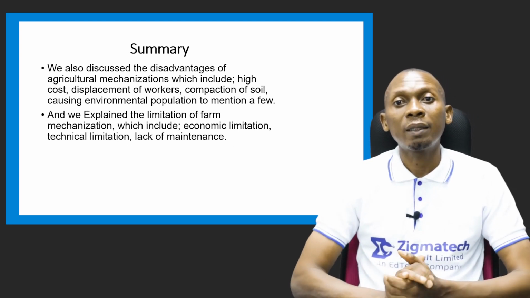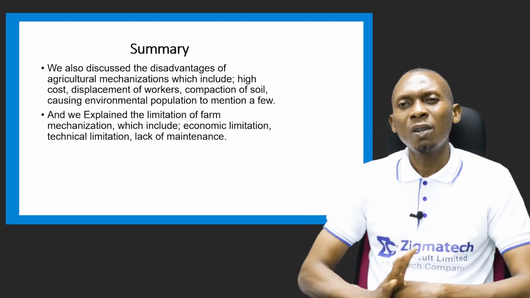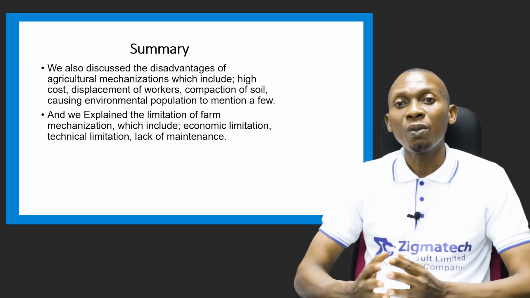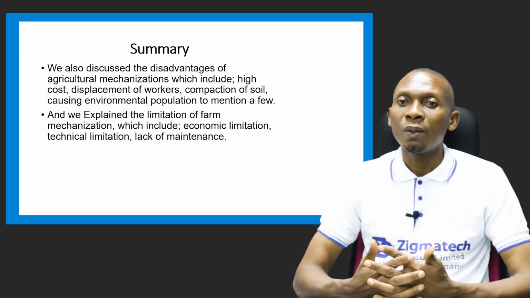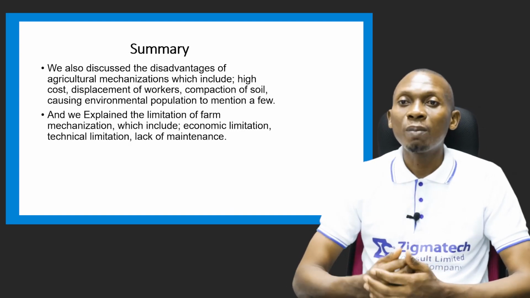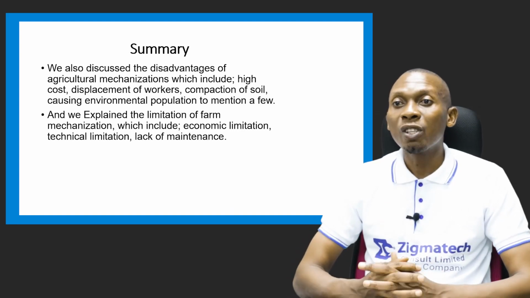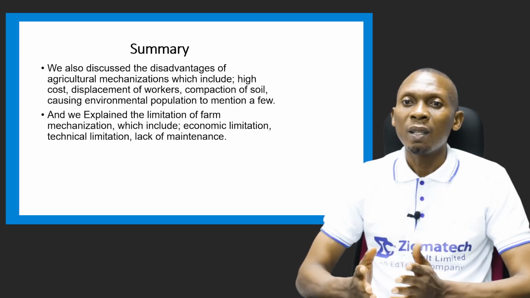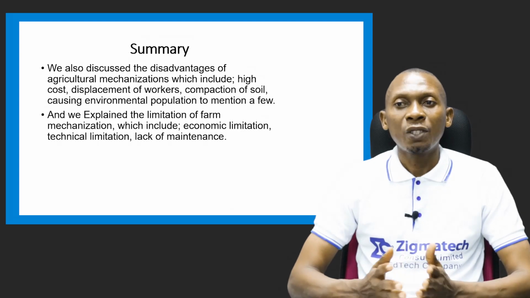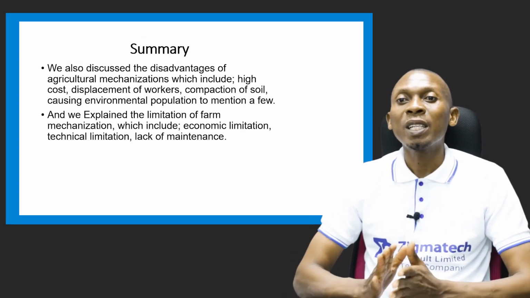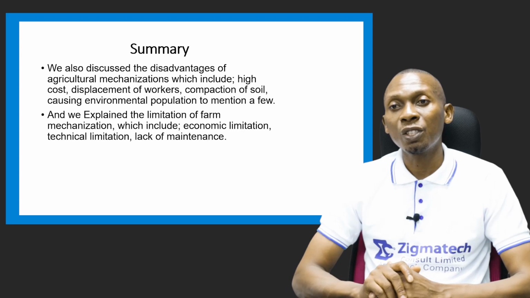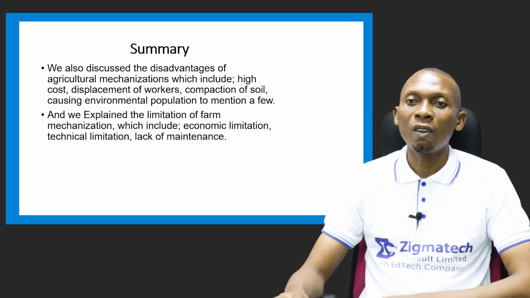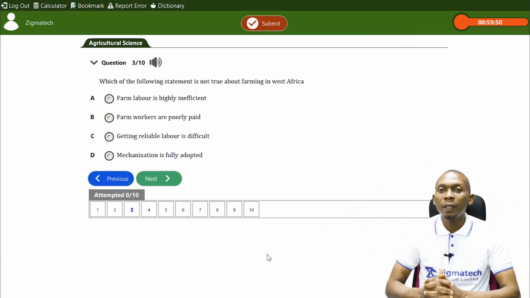Finally, we also discussed some disadvantages of agricultural mechanization, which include the high cost of the machines, displacement of workers, compaction of the soil, destruction of soil structure, environmental pollution, just to mention a few. And finally, we also explained the limitations of farm mechanization, which fell under economic limitations, technical limitations, and lack of maintenance. Let's take a look at this question.